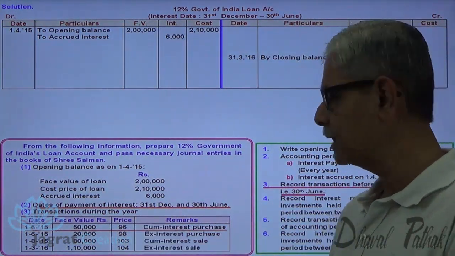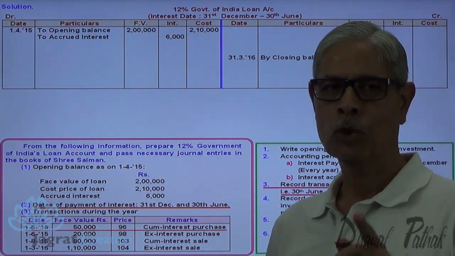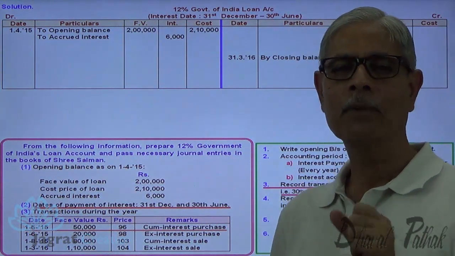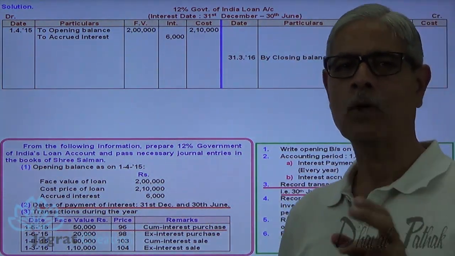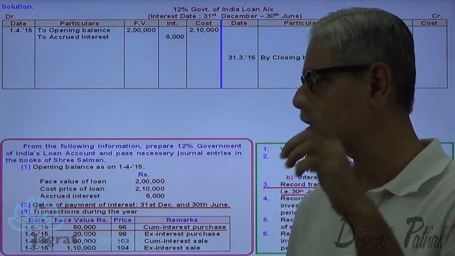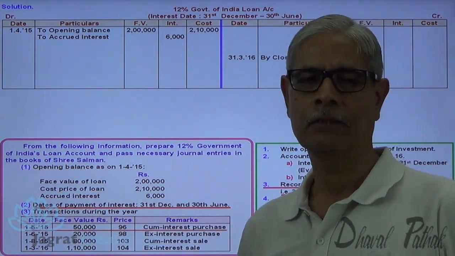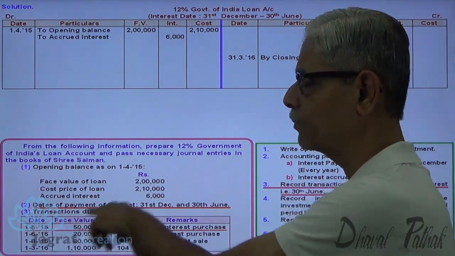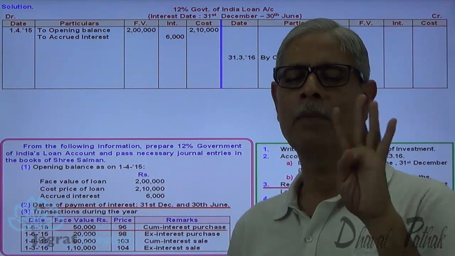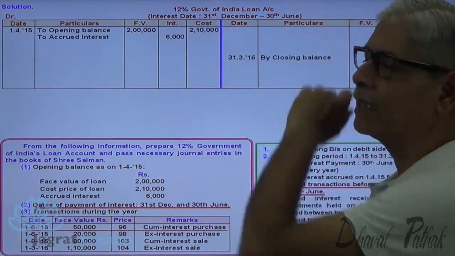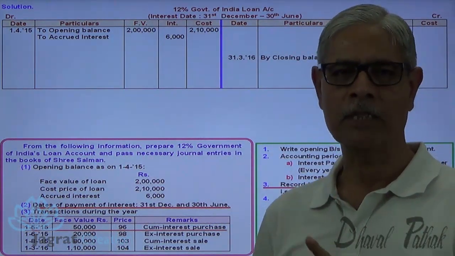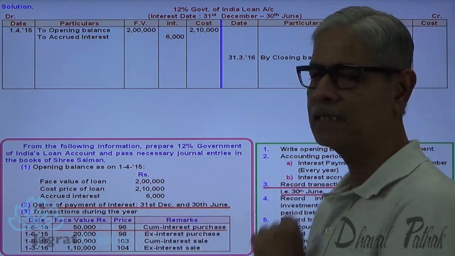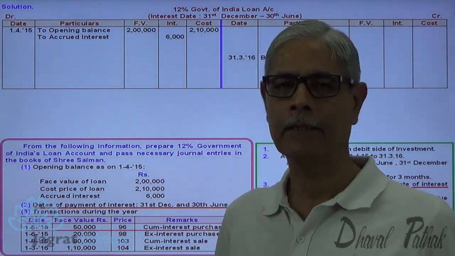Price given to me is 96. This is cum-interest price, so this 96 is a price with interest. How much interest is there? The interest is for the period from the last date of interest till the date of transaction. Last date of interest was 31st of December 2014. This is 1st of May 2015, so the number of months is 4. Now 12% is the interest rate, so annual interest is 12 rupees. Per month interest is 1 rupee. 4 months interest is 4 rupees. So this 96 includes a 4 rupee interest element.